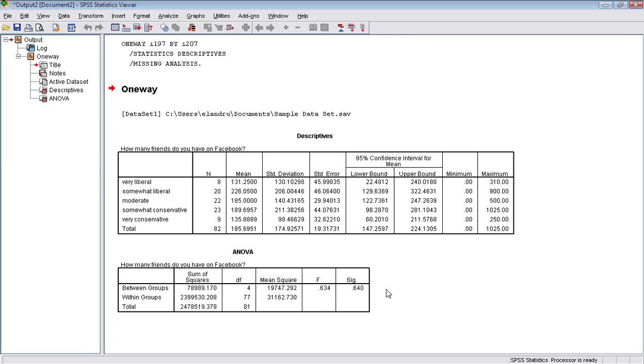It's 0.640, which means that these mean differences with this number of people could happen by random chance alone 64% of the time. We only reject a null when this could happen by random chance less than 5% of the time. And so for this particular one-way analysis of variance, there is no significant difference between the groups.